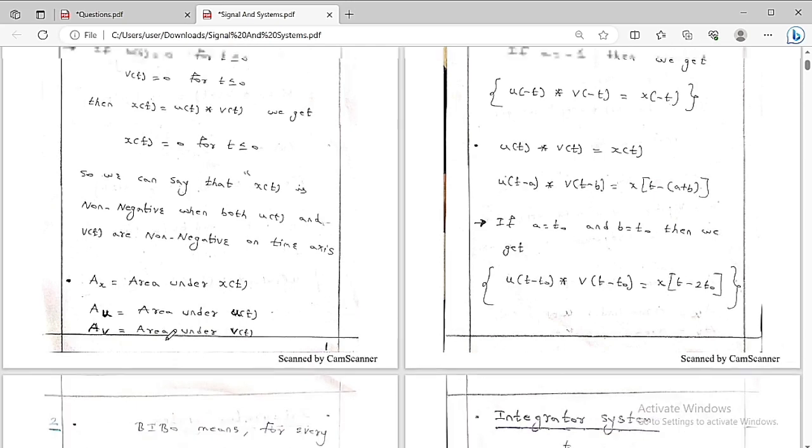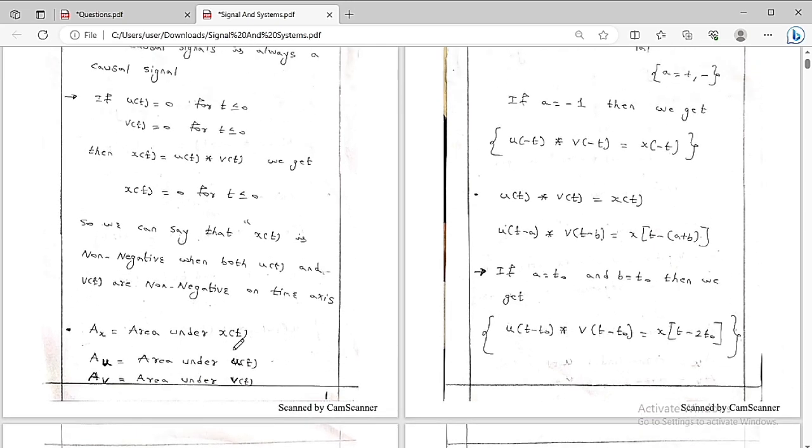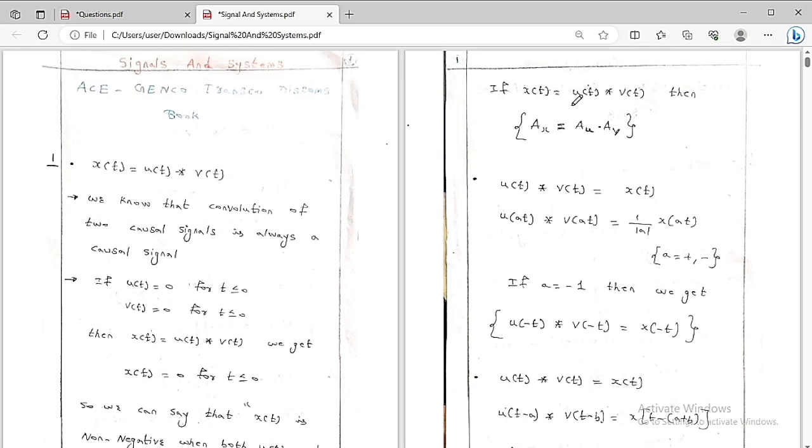The next point is, suppose Ax is the area under the x of t graph, AU is the area under the u of t graph, and AV is the area under the v of t graph. In the question I already mentioned, if x of t is equal to u of t convolution v of t, then Ax is equal to AU into AV. It means the area under the x of t graph is the multiplication of the area under the u of t graph and the area under the v of t graph.